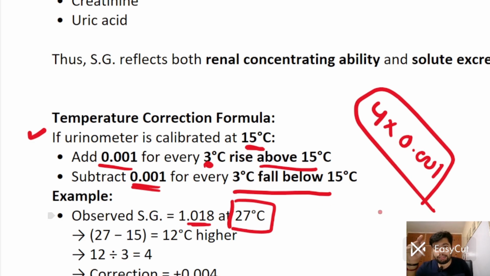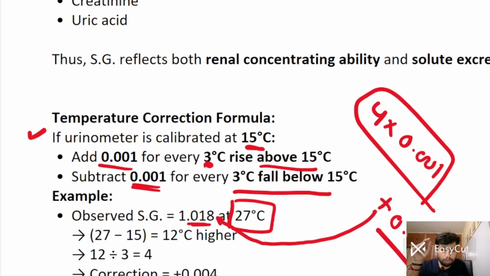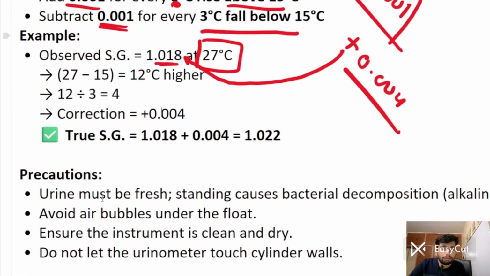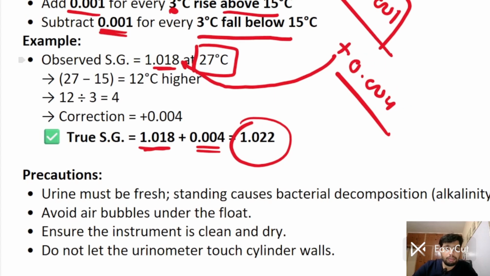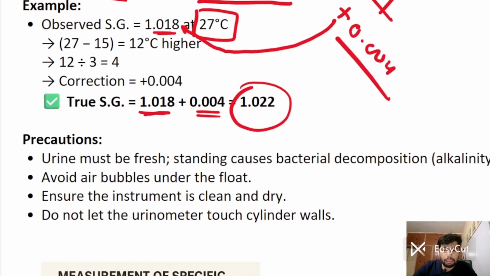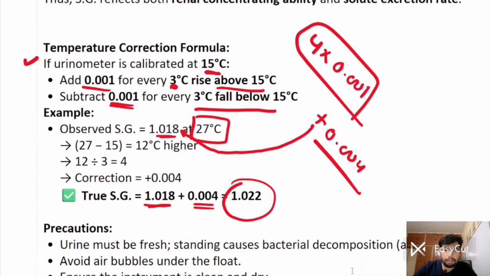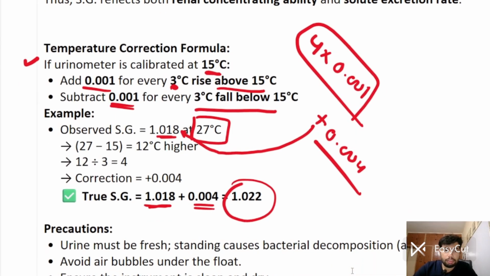Okay, so you have to make a plus 0.004 correction to this amount. You can see here, plus 0.018 with a 0.04 correction, so it will be leading to 1.022. I hope this is absolutely clear to you. You are understanding, right? Clear? It is simple, a very simple concept.